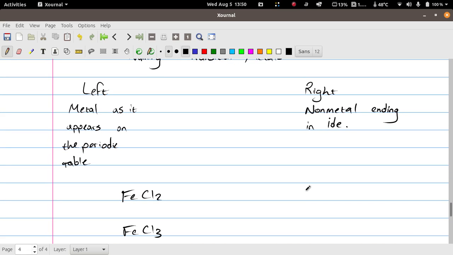If we didn't have a naming convention for transition metals, these would both be iron chloride. And that opens up a whole can of worms, because if you don't have some way of differentiating, you could make a huge mistake. So right after the name of the metal, we have a Roman numeral, and that indicates the charge of the metal.